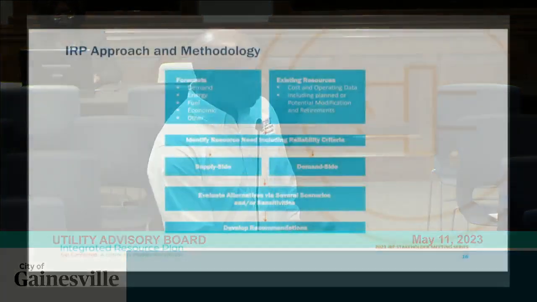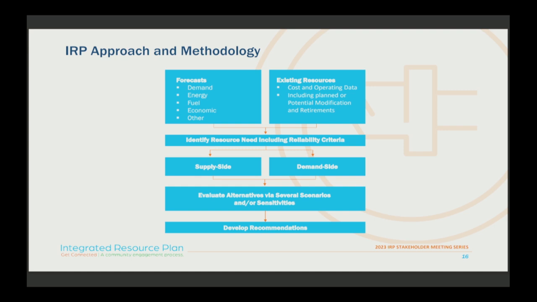Okay. So looking at the approach and the methodology here, we've talked a lot about the forecast, the demand, the energy, the fuel, the economics. We've also talked about the existing resources, gathering the cost and operating data. And a lot of what will come from that is not only just the dispatch power price, but also the overall fuel price over the life of that unit. We'll capture the fixed and variable O&M over that unit. We'll capture the capital cost of building that. So when a model selects a generating source, all of those costs will be captured. So when we compare the different scenarios, it will be all inclusive of those things.